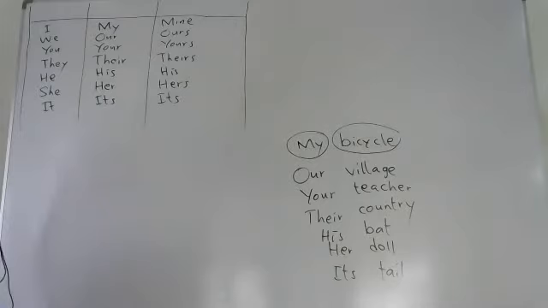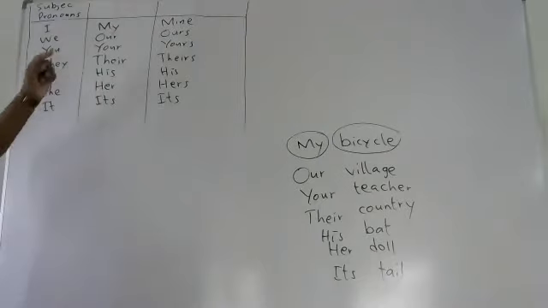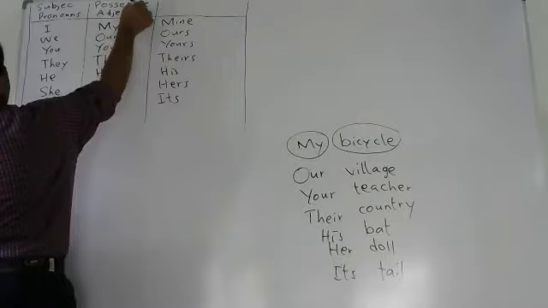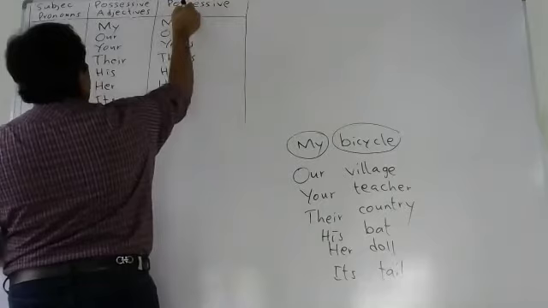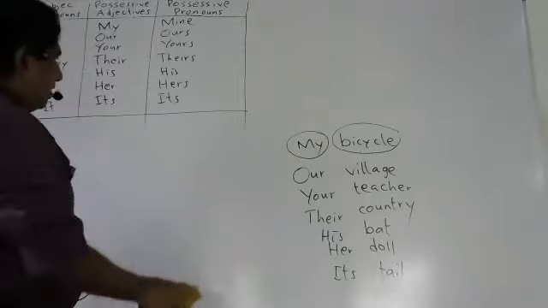Can you see this? This one is subject pronouns, this one is possessive adjectives, and the other side is possessive pronouns. Right, and then I am going to give you some examples.